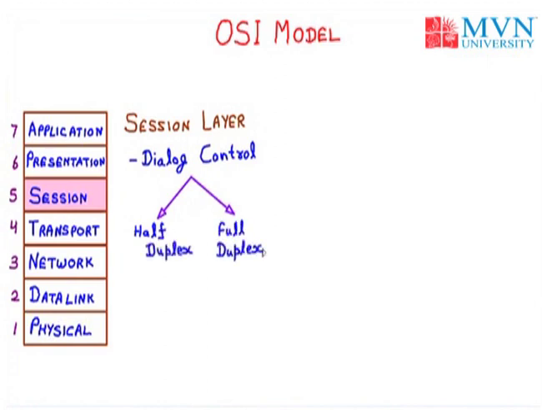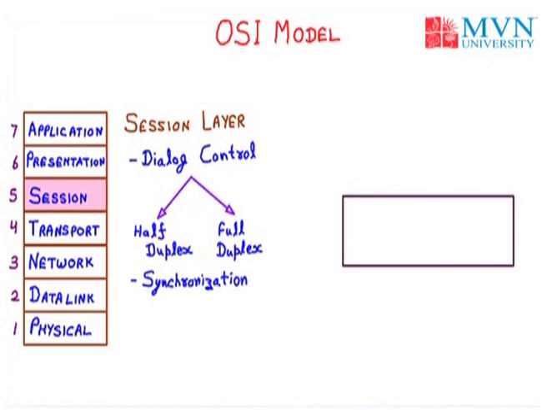Half duplex means the sender and receiver can send data but only one at a time. Full duplex means both can send data at the same time. Next we have synchronization. To understand synchronization as well as the other features of the session layer, let us take the example of a diagram. That one is our session layer. Above we have the presentation layer and below we have the transport layer.